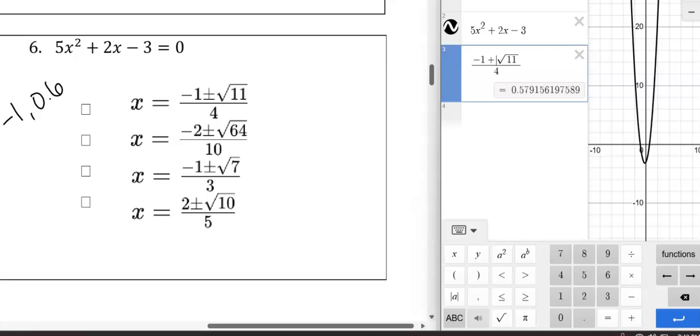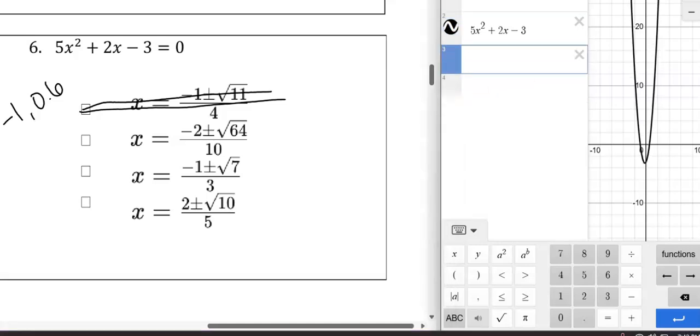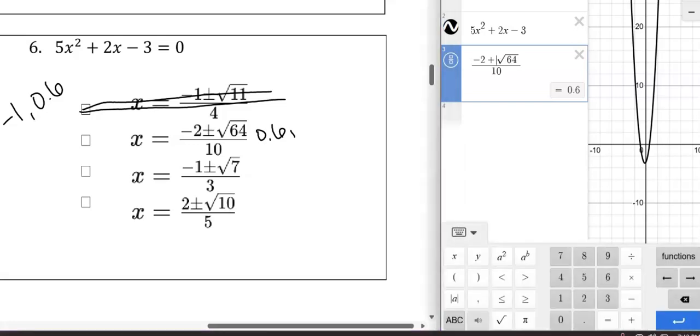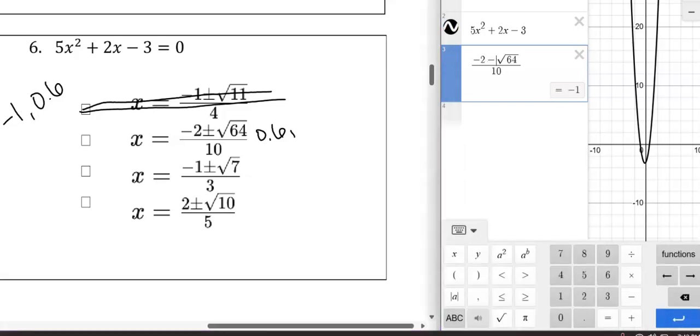Now let's just try switching it out with a minus. No, that is not going to be our answer. Now let's type in option 2. Negative 2 plus the square root of 64. That is 0.6. That we like. So that has 0.6, but does it have the other value we need? Well, to check, you just switch this out with a minus. That has the negative 1, so this is our answer.